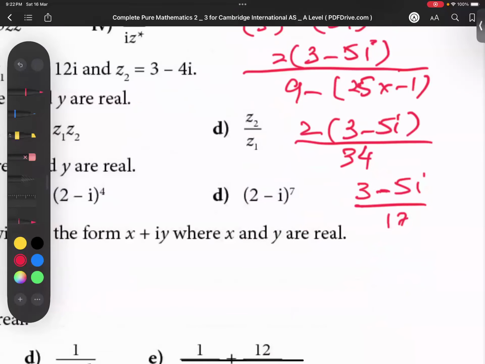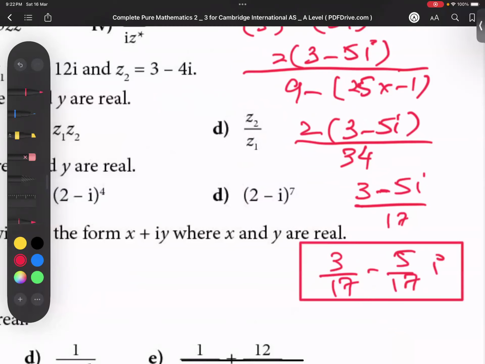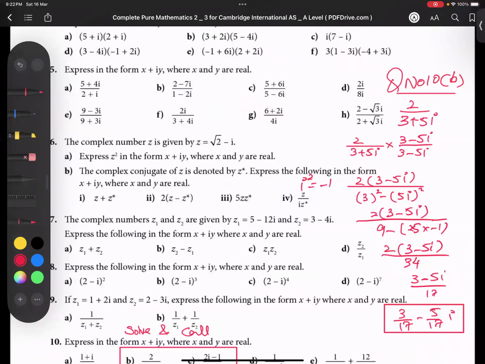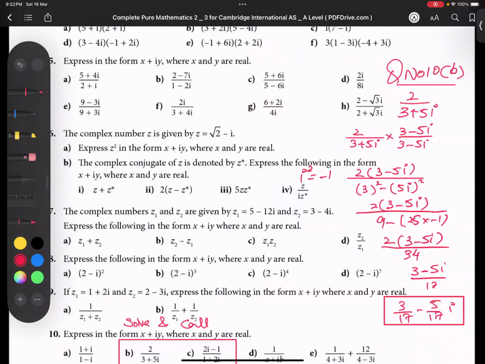Don't stop it here. Split. Taiba, did you get the same answer or a different answer? Same, sir. Thank you very much. So I think the idea is very, very clear.